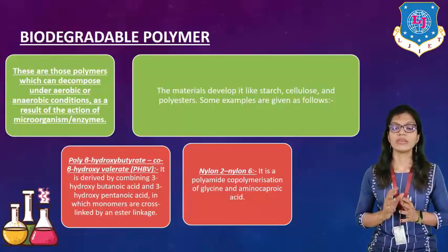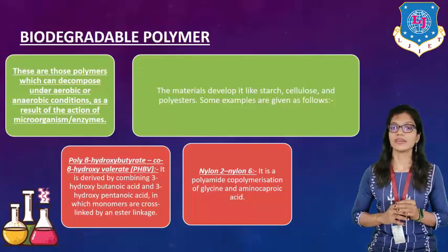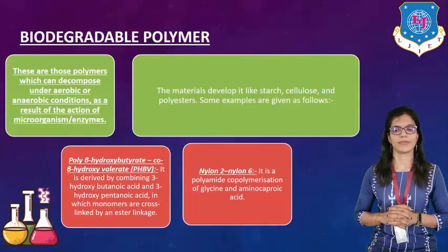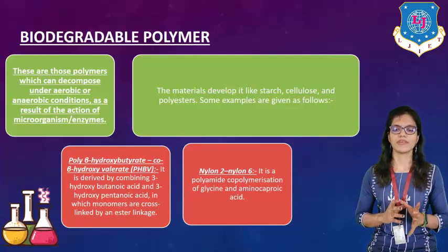Okay, the materials developed like starch, cellulose and polyesters are considered the best biodegradable polymers. Now some of the examples of biodegradable polymers are given below.